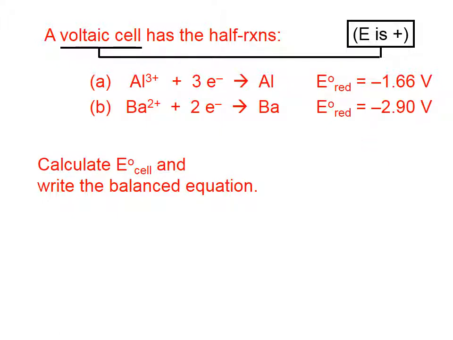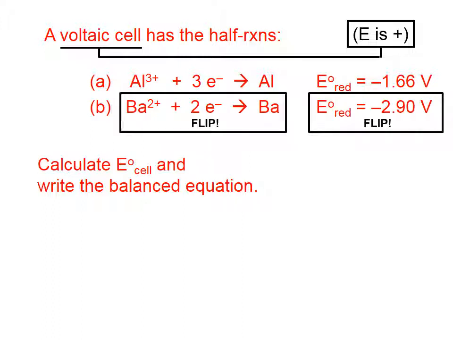If you follow the pattern that we've learned in the last two examples, you know that one of these values has to flip its sign, and then we add. Which of these two would you flip the sign for, such that when you add the results you would get a positive number? And I'm hoping you see that it would be that one. Similarly, that equation will be flipped. That will be the anode, and equation A, with the aluminum ion being reduced to aluminum, will be the cathode.